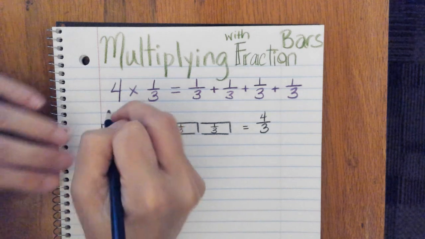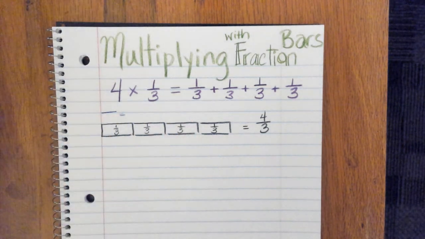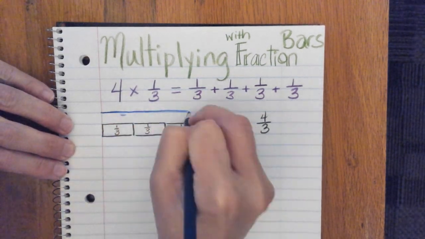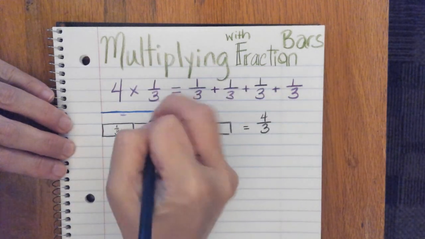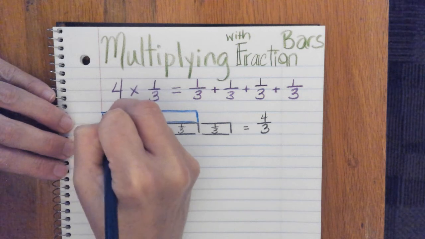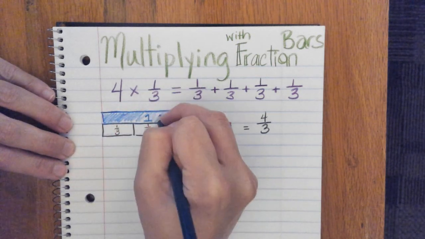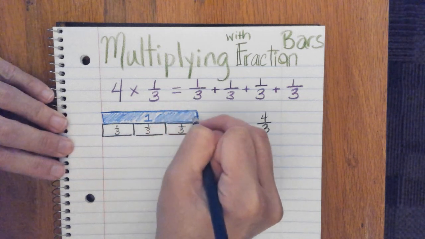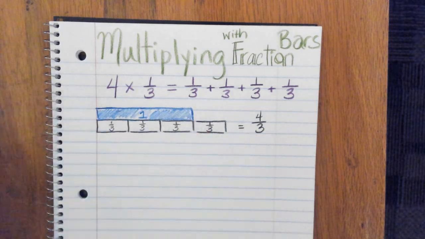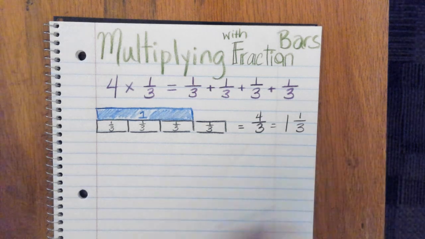And then, again, if I'm thinking about fraction bars, it takes 3 of these thirds to be the same as that one whole bar, that big blue one. So I'm coloring that in. So 4/3 is the same as 1 whole and then an extra third, or 1 and 1/3.